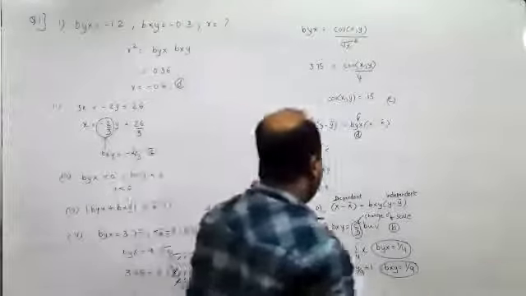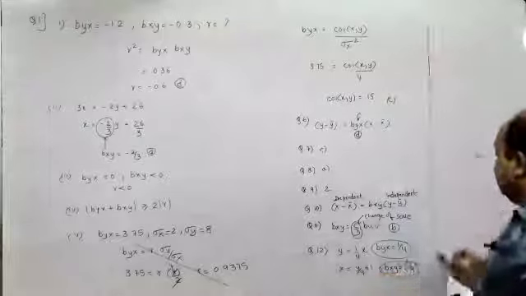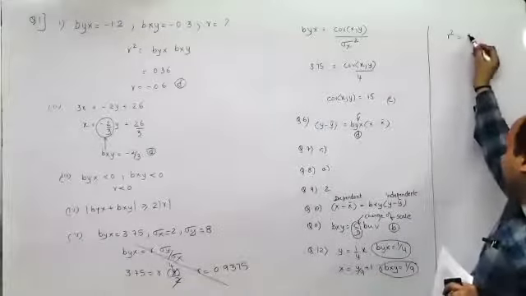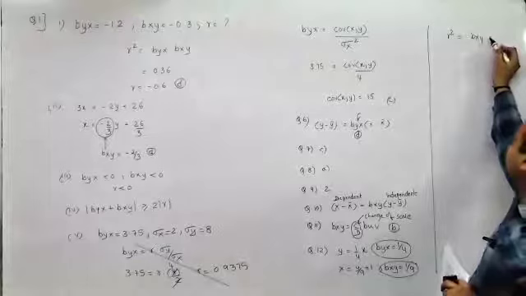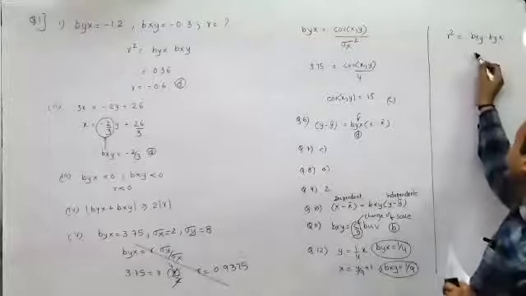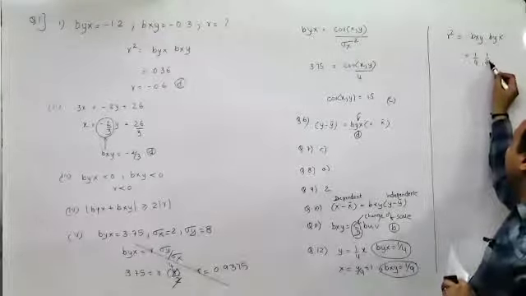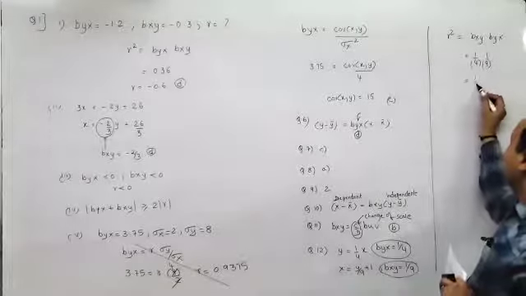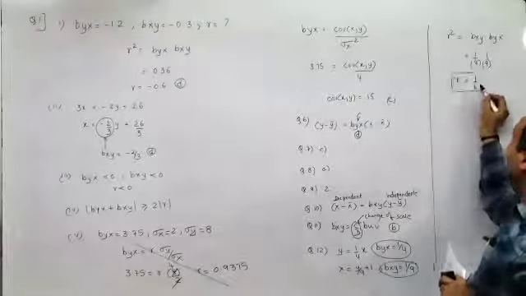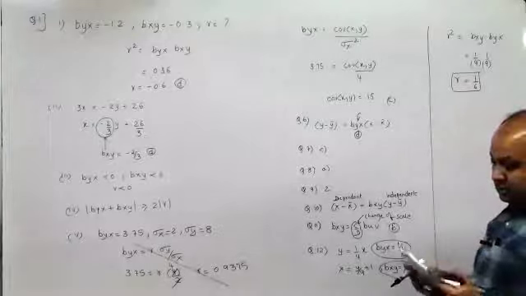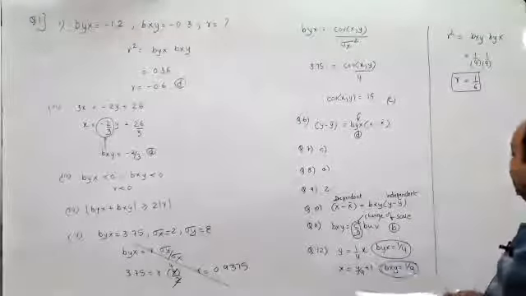Then what is the value of r? r square equal to bxy into byx. It is 1 by 4 into 1 by 9, so 1 by 36. It is 1 by 6. r equal to 1 by 6, positive.